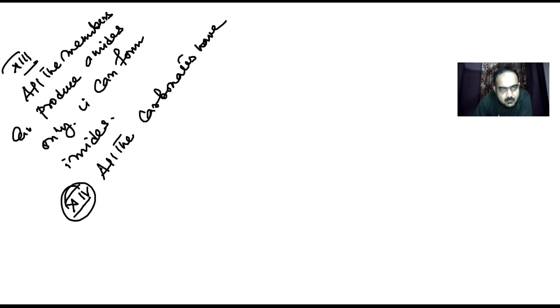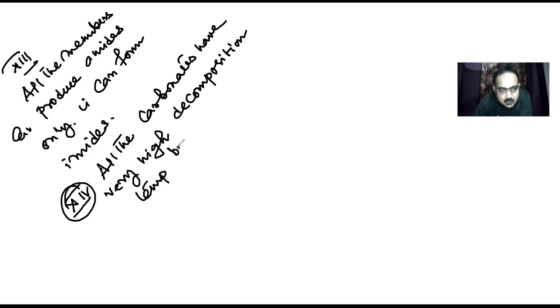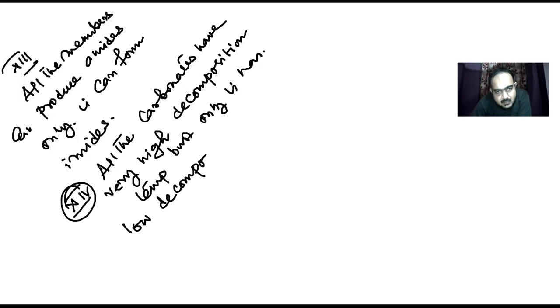have very high decomposition temperature, but only lithium has low decomposition temperature and produces lithium oxide.